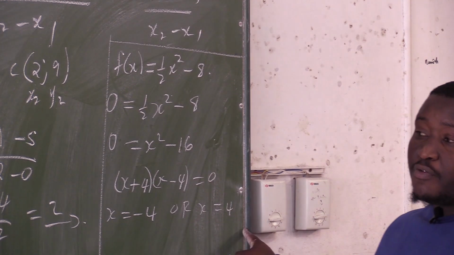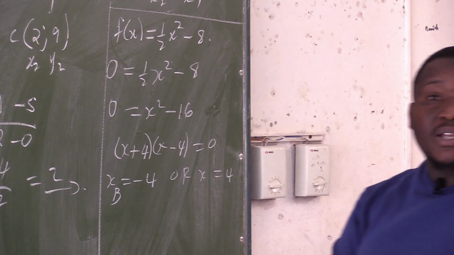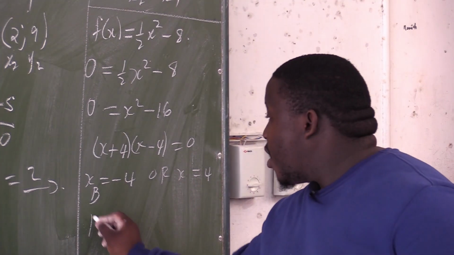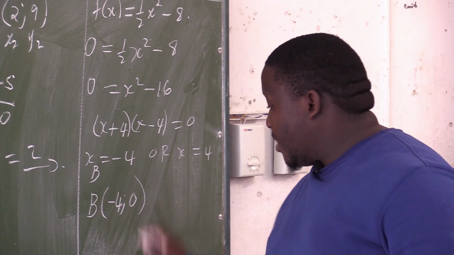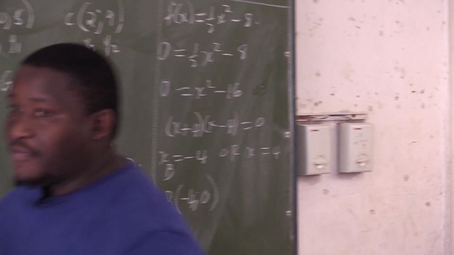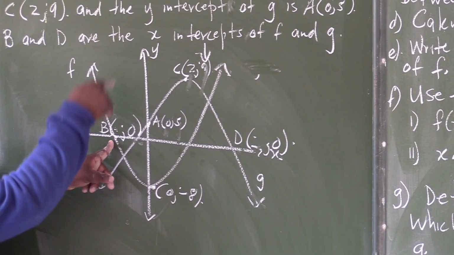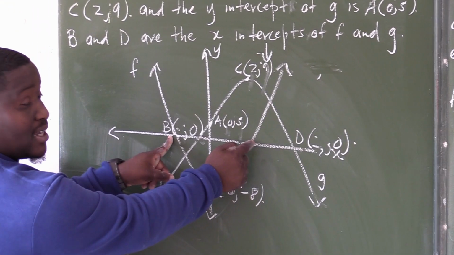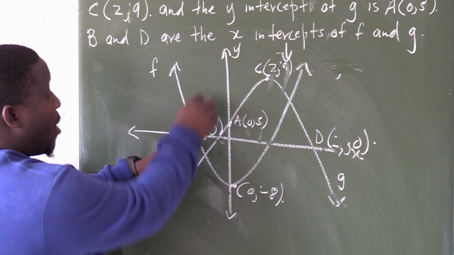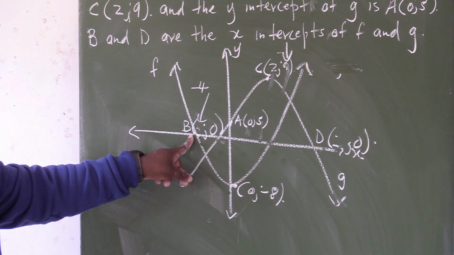But if you look at these two values of x, it's clear that the value of x in B has to be negative 4. It means my coordinate of B should read as what now? As negative 4 and 0. Now look at this graph. This is our graph, guys. Remember, we got x negative here. The other one was positive. That x which is positive belongs to this x-intercept, and we are not interested in that one. Our interest is here, where x is negative 4.